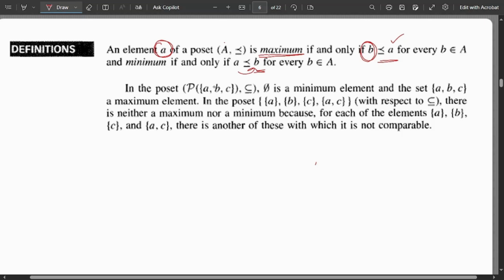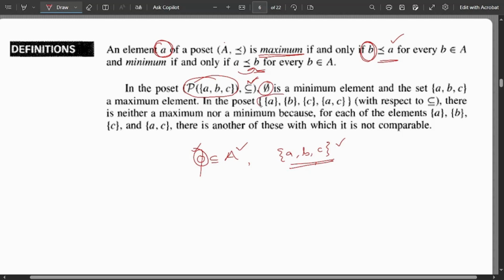So, for example, in the power set of A, B, C, the set of elements A, B, and C, with the subset of or equal to relation, it is obvious that phi is the minimum element because phi is a subset of every set. And the set ABC is the maximum because every element of this set is a subset of this set. So it is obvious that this is the maximum and phi is the minimum.